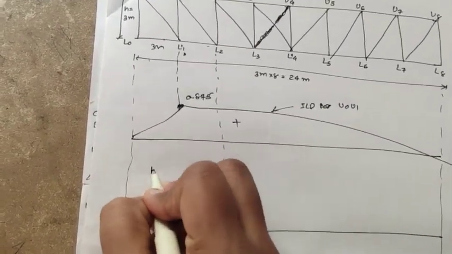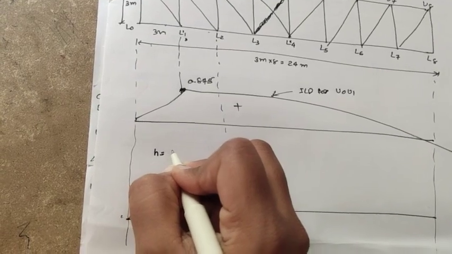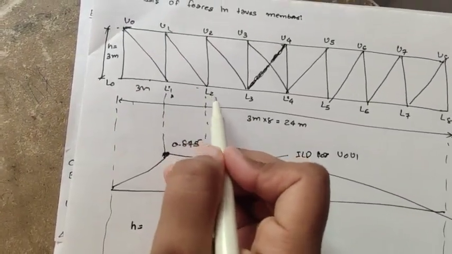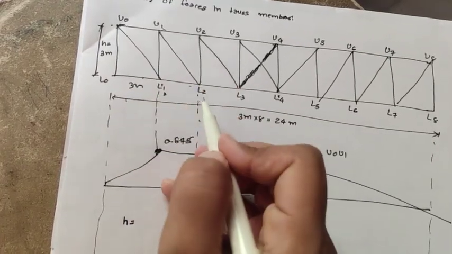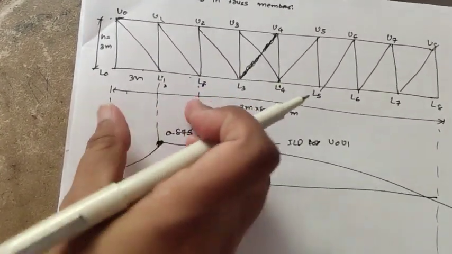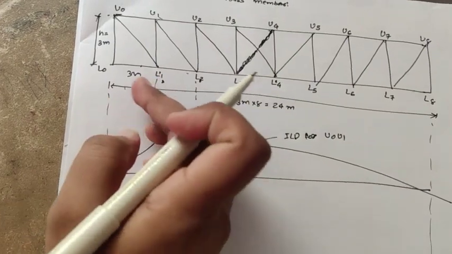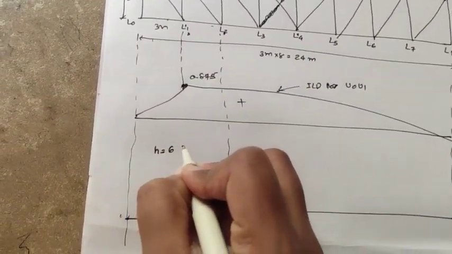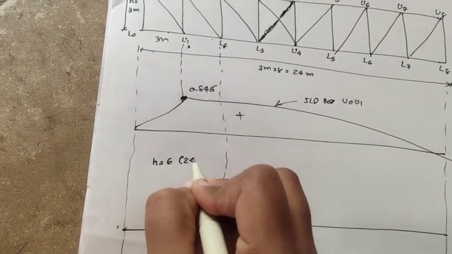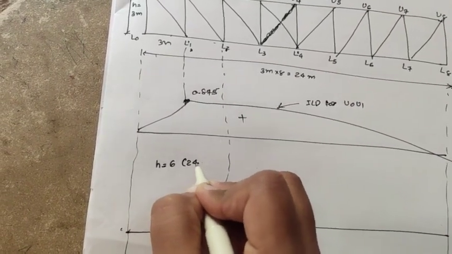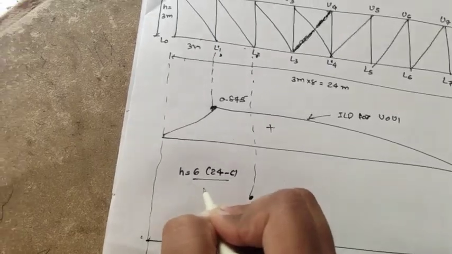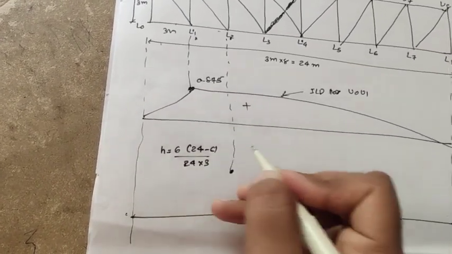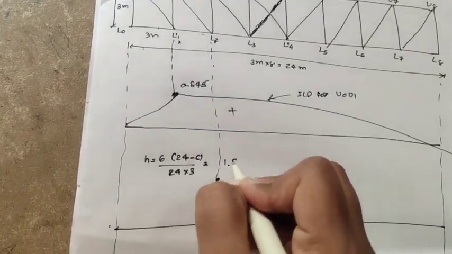So the equation is H equal to A by L multiplied by H, where A is the total distance. For the U1 and U2 member, the opposite joint is L2, right? So what is the distance between L0 and L2? 3 plus 3, it means 6. Here we put down the value 6. Total length is 24, so (24 minus 6) divided by 24 multiplied by H, where H is 3. So our answer is 1.5, right?